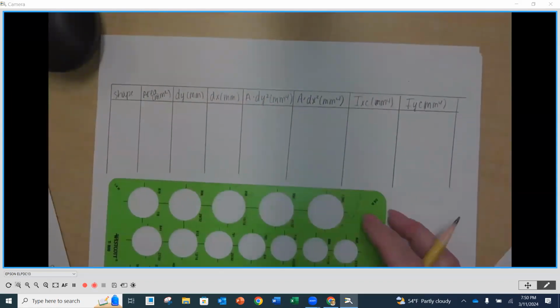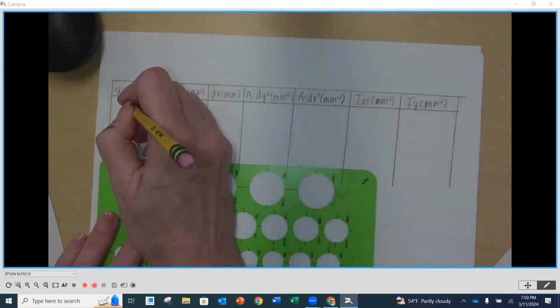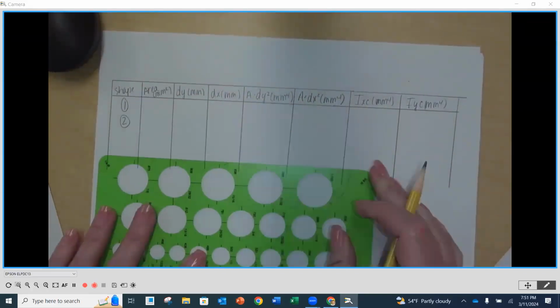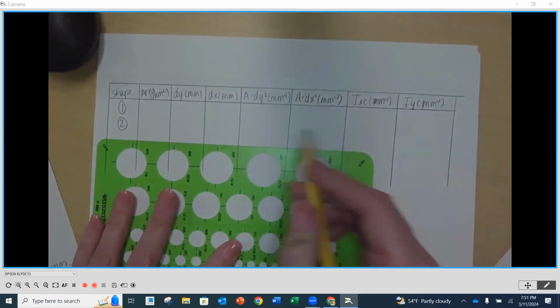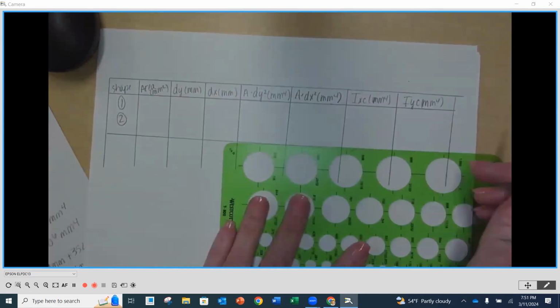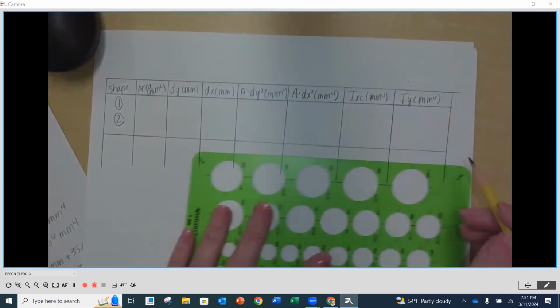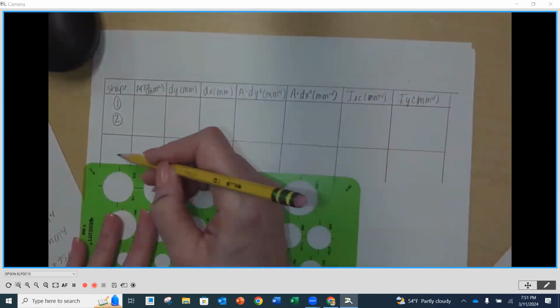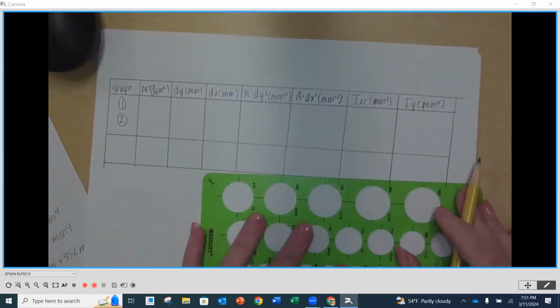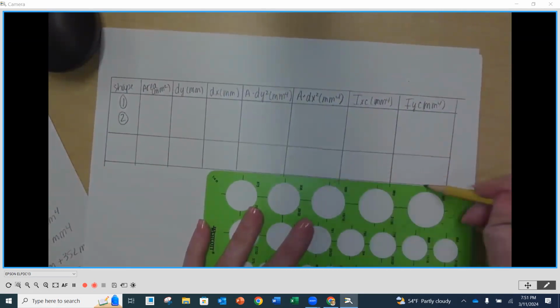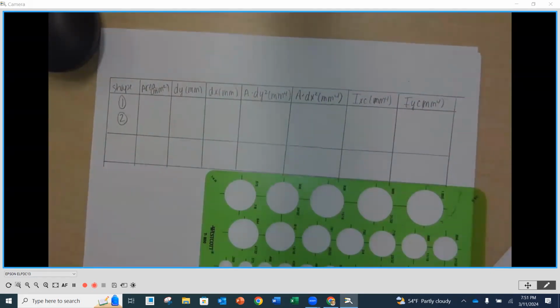Yeah, I needed landscape. Definitely needed landscape. So I'm going to have a shape number 1 and a shape number 2. I don't have a shape number 3 this time, so I can make this a little bit shorter, right? There we go.